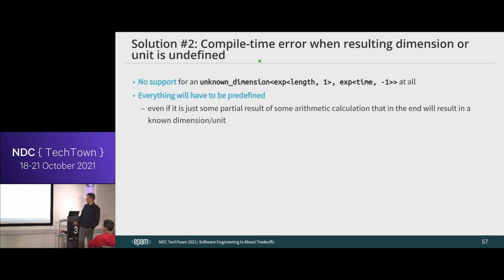Second solution, compile time error, when the resulting dimension is something that is undefined by the user. So we end up with something like this in the error log and in the debugger: unknown dimension of exponent length 1, exponent time -1. This is something similar to speed, but it's not provided as speed because the compiler doesn't know about this type. So we assume that everything has to be predefined.